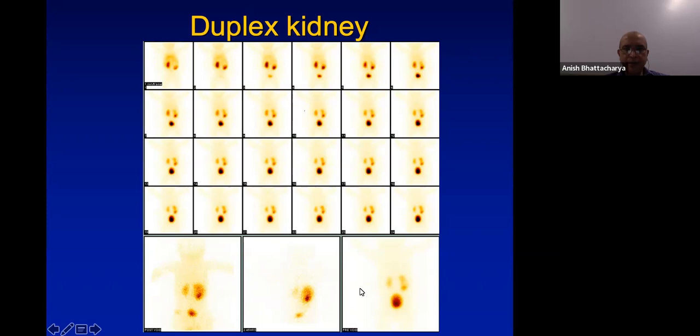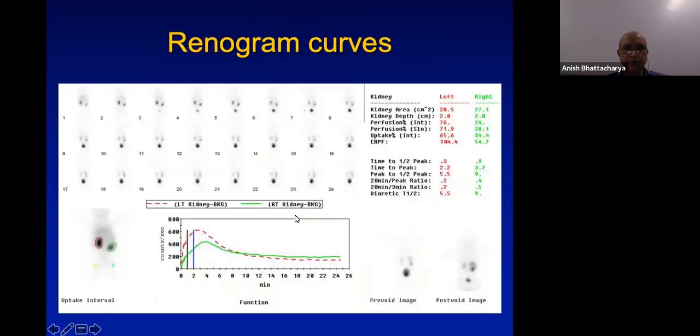Firstly, take a left to right, take one ROI on the left side, one ROI on the right side. So the left ROI is normal, and the right ROI, which is placed over the lower half of the kidney because the upper half is not showing any good function, is normal. So the lower moiety shows a good drainage, right?